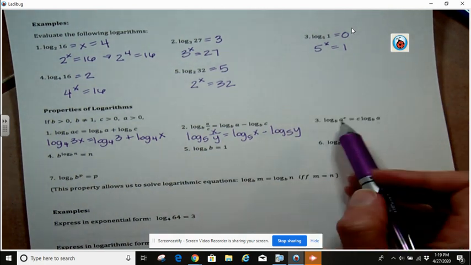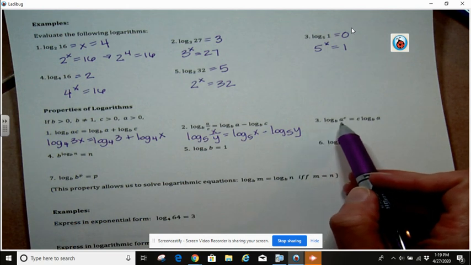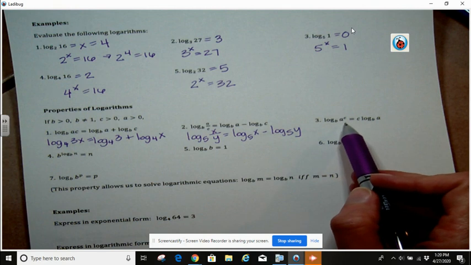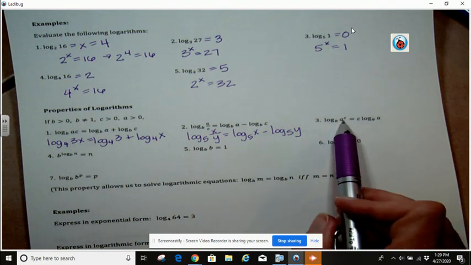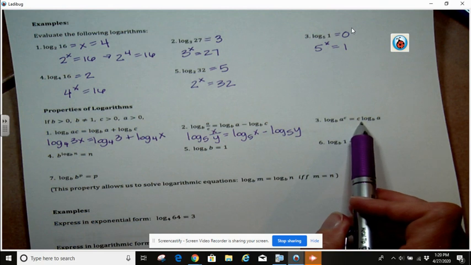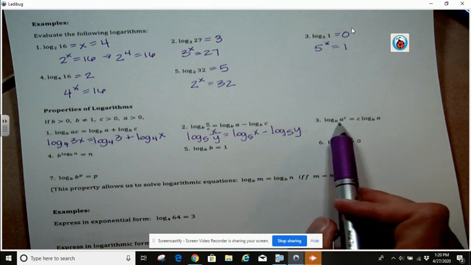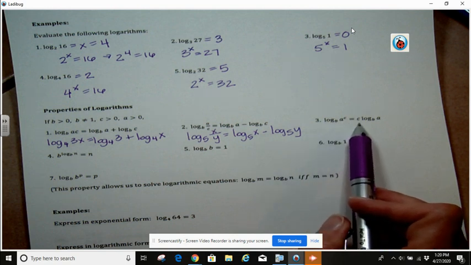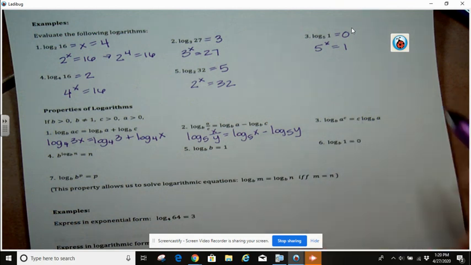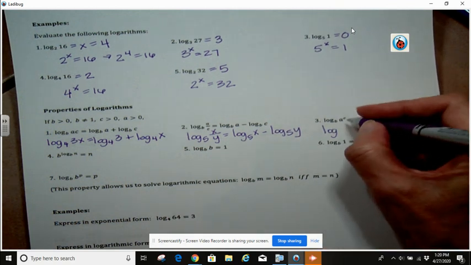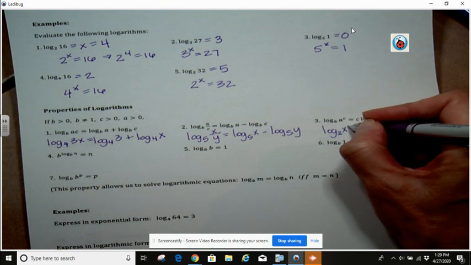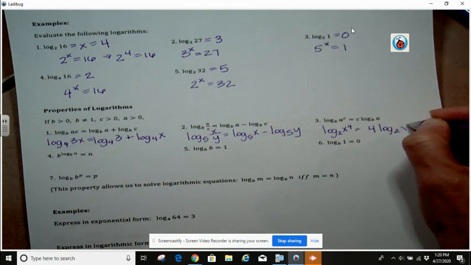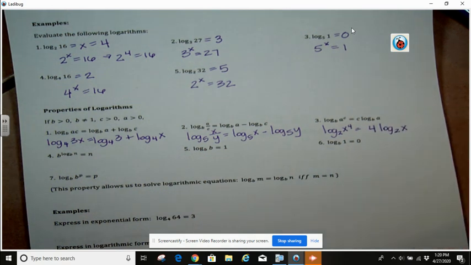Next, we have a property that says a log to some base of some value raised to an exponent. That's the condensed version. We can expand that by moving that exponent out front to be a coefficient. And that would be the expanded version. So you have a logarithm raised to an exponent. You can expand it by taking that exponent and rewriting it as a coefficient. So let's say I had log base 2 of x to the 4th. That could be rewritten as 4 log base 2 of x, just moving the exponent out front.